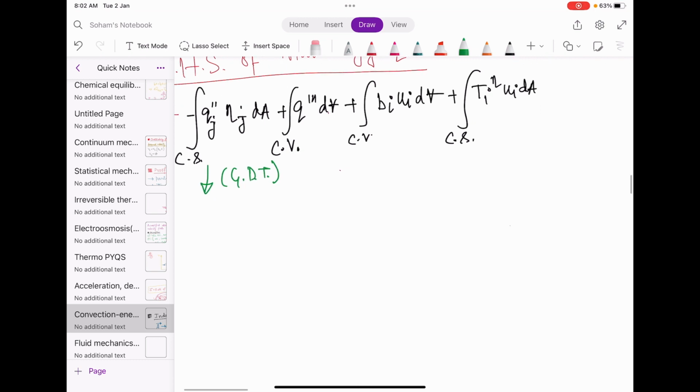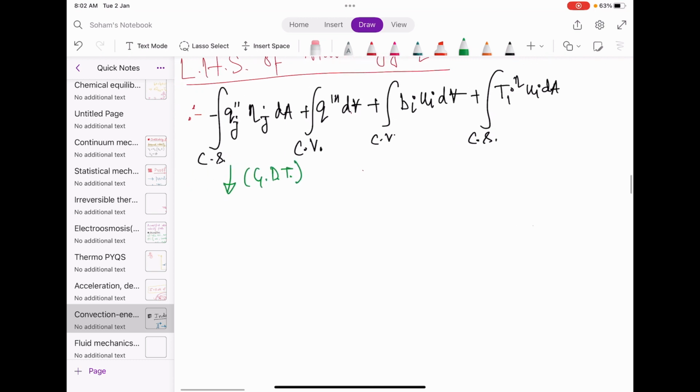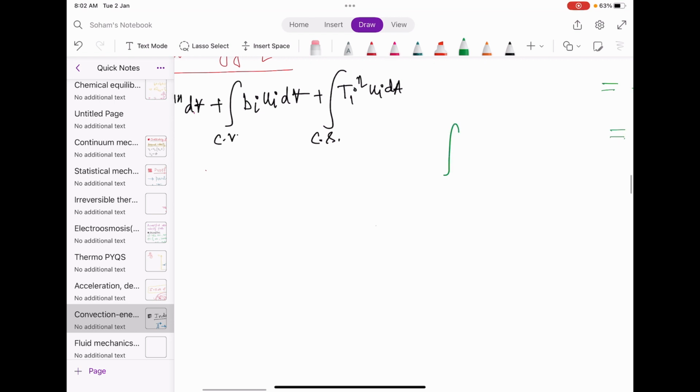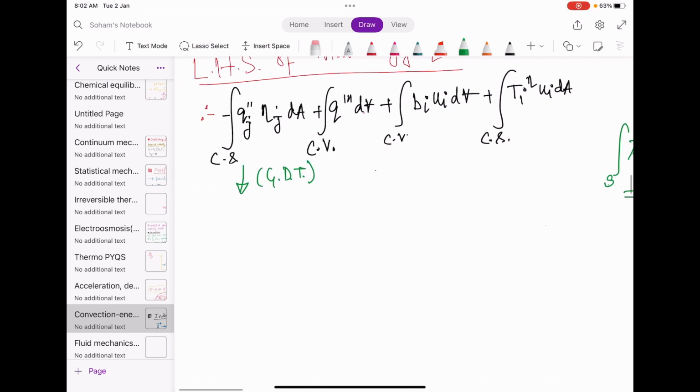So Gauss divergence theorem says that if you have any vector or scalar, so for a vector, let us say A is a vector, so the integral of A dot eta cap dA over any closed surface will be the integral of divergence of A dV. So this volume will be the volume bounded by the surface S. Similarly, this was q dot n dA. Then in the vector notation, this will be this dV over CV.